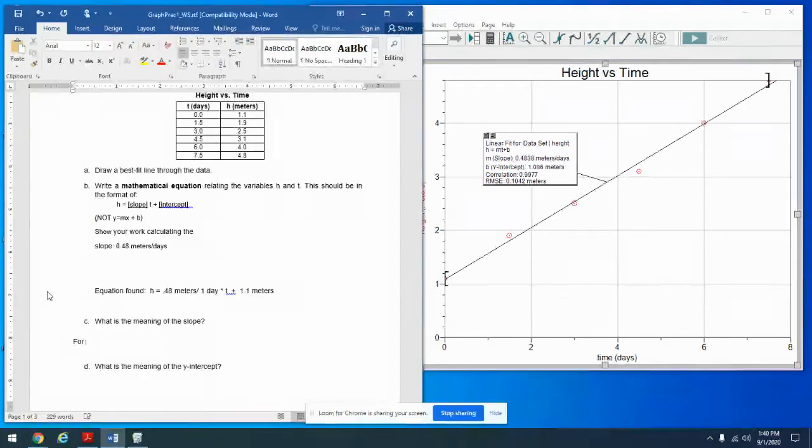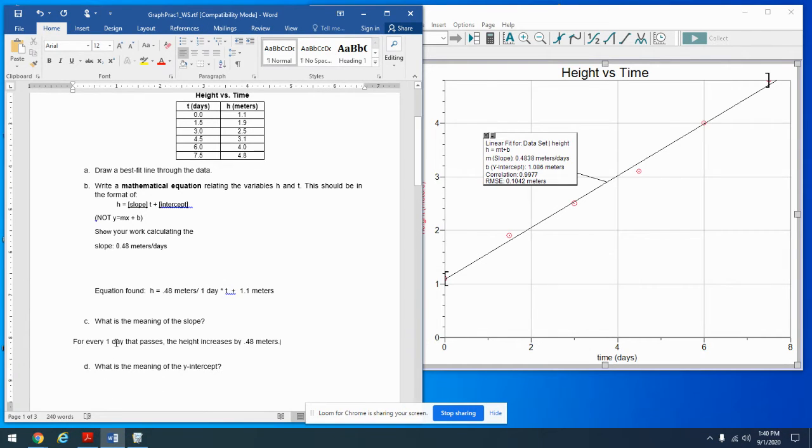So for every 1 day, you could say for every day, that'd be fine. For every 1 day that passes, the height increases by 0.48 meters.